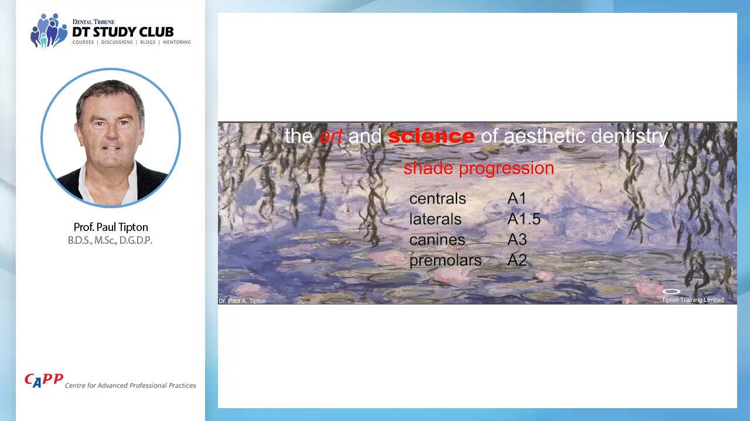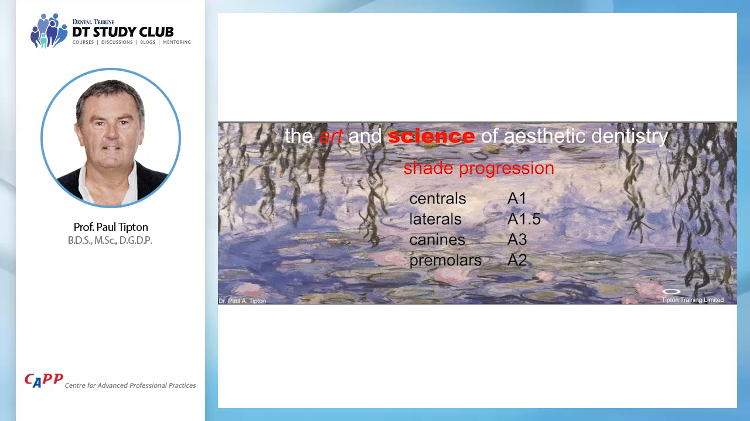So shade progression is basically central incisor. Let's just say that we choose our ideal central incisor. And our ideal color central incisor in this instance is A1. Our lateral incisors then would be A1.5. Our canines would be A3. Our premolars A2. So you can see that we go from central to lateral half a shade darker. Canines 2 shades darker, premolar 1 shade darker. This creates a natural appearance.